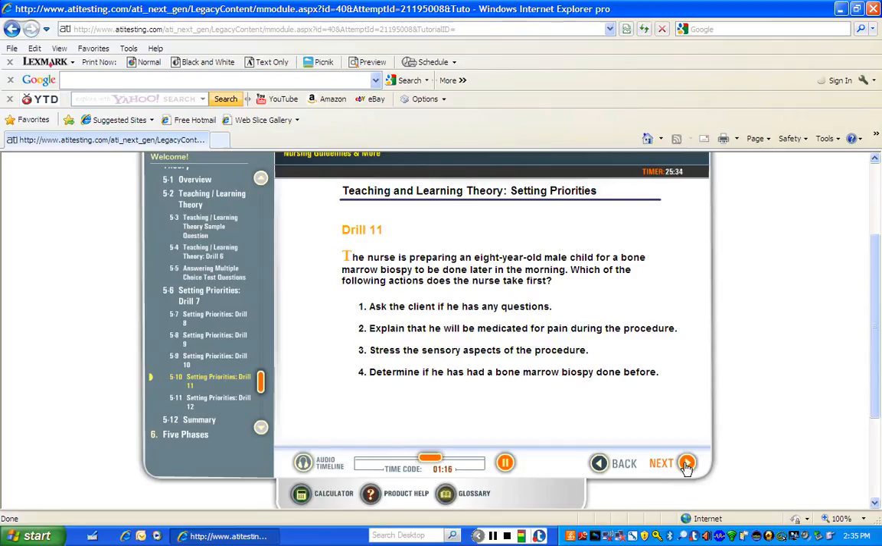However, it does not help us to assess the learner for learning readiness or motivation. So let's look at the remaining choices to see if they provide an opportunity to assess the learner. Option 3, stress the sensory aspects of the procedure. We know that when preparing children for procedures, it's very helpful to give them sensory information. However, this choice does not help us to assess the learner for learning readiness.